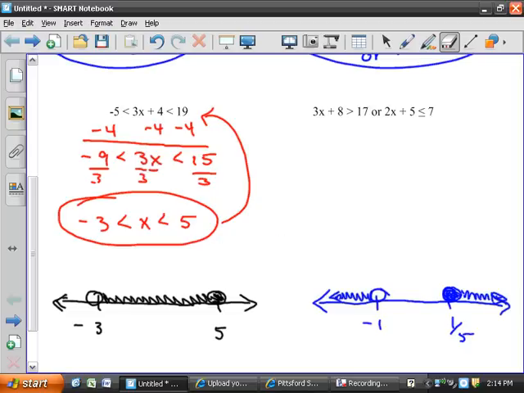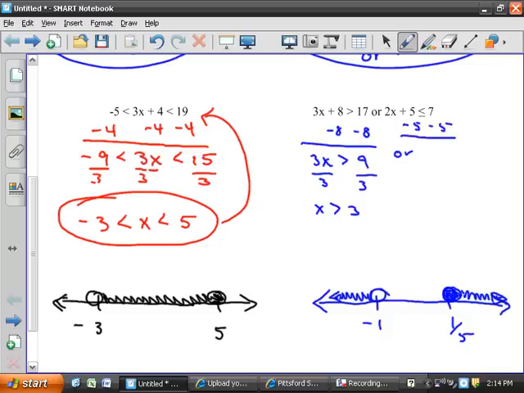My next compound inequality says 3x plus 8 is greater than 17, or 2x plus 5 is less than or equal to 7. This you just handle as two separate inequalities. You end up graphing them on the same number line at the end. I'm going to subtract 8 from both sides of this inequality, giving me 3x is greater than 17 minus 8, which is 9. Divide by 3, divide by 3, and I get x is greater than 3. Over here, I write or. When I subtract 5 from both sides, I end up with 2x is less than or equal to 2. Divide by 2, divide by 2, leaving me with x is less than or equal to 1.